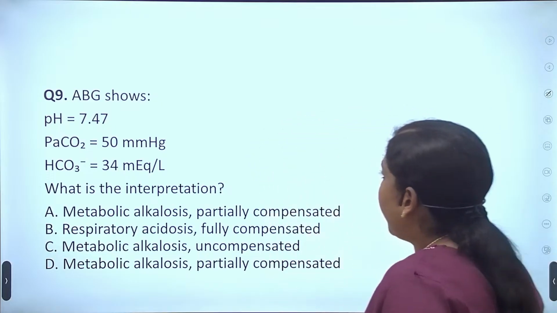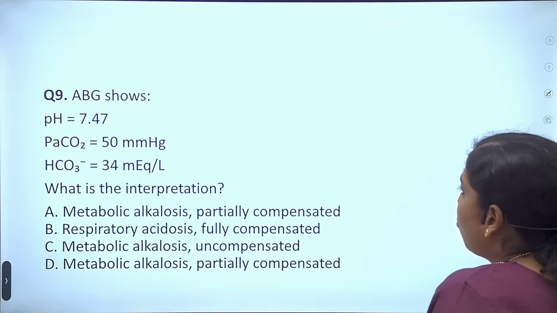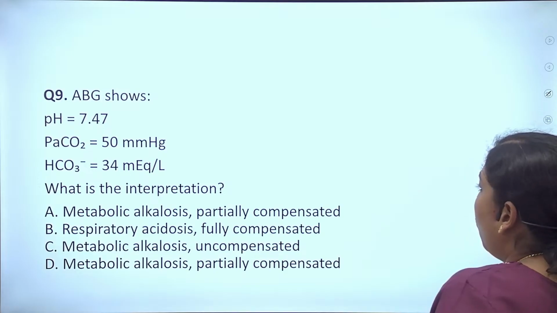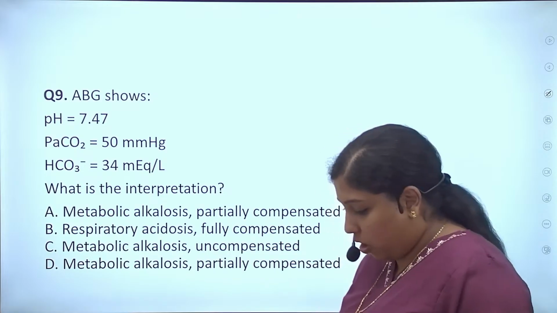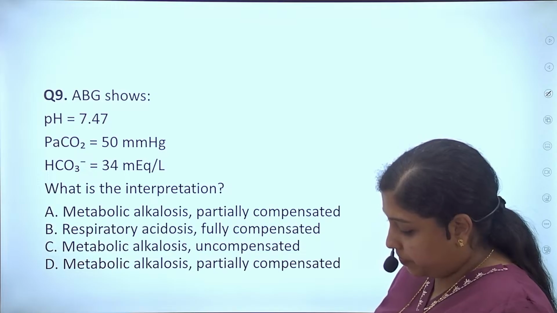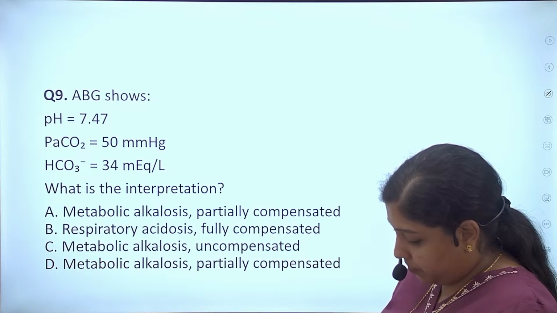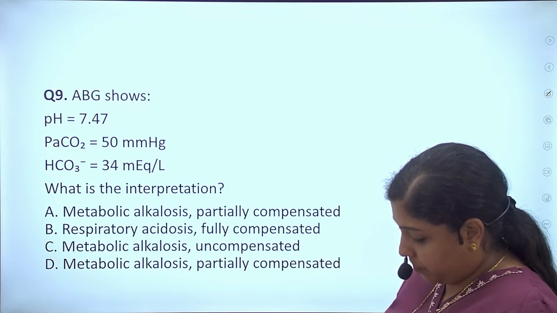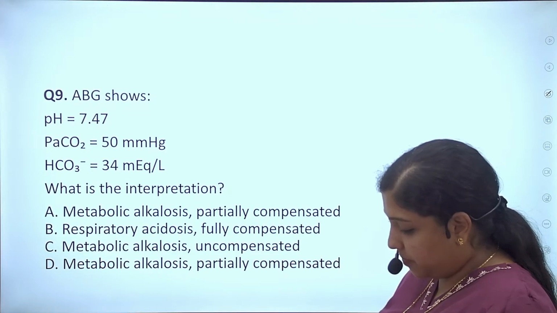ABG is showing pH 7.47, PaCO2 50 mm of Hg, HCO3 34 milliequivalent per liter. What is the interpretation? Now answer in the comment box. Yes, Priyanshu, come on, answer.